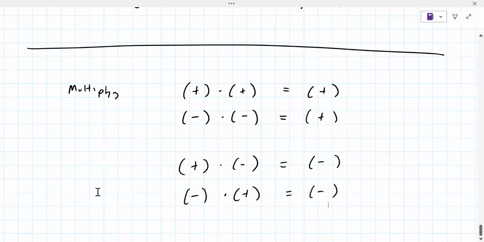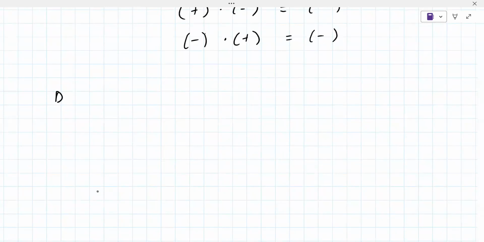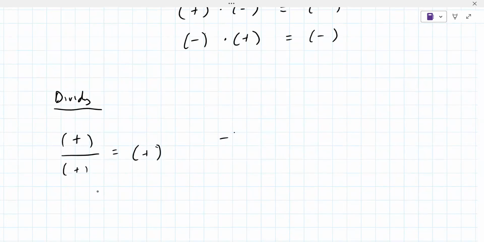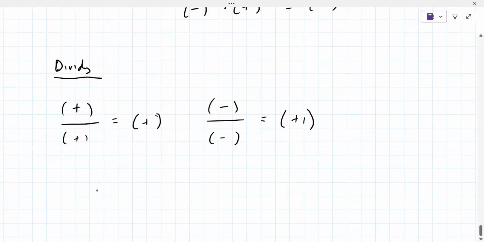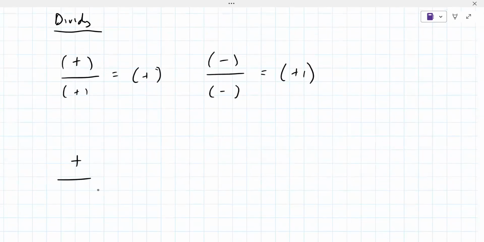Same thing for dividing. I'll show the examples here. For dividing, a positive divided by a positive is positive. A negative divided by a negative is positive. And then if you have a positive divided by a negative or a negative divided by a positive, in both cases, you get a negative. Like we talked about, you move the negative to the top.